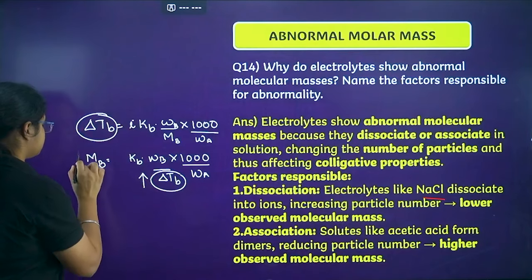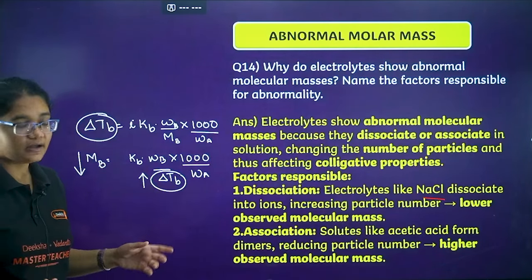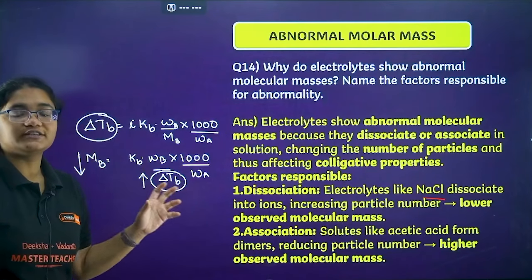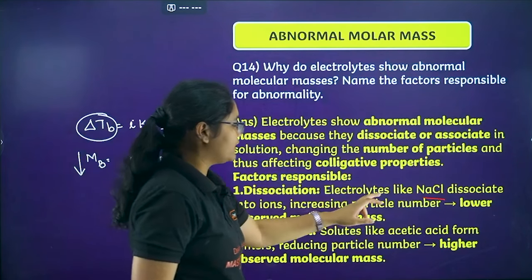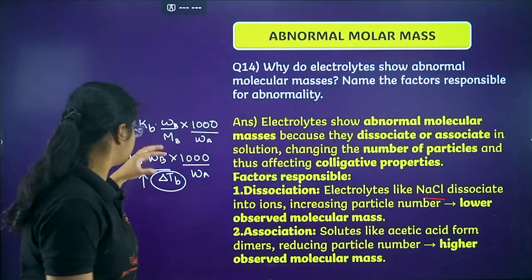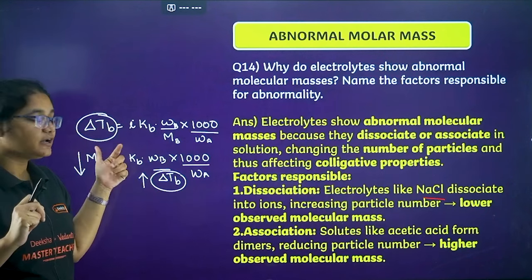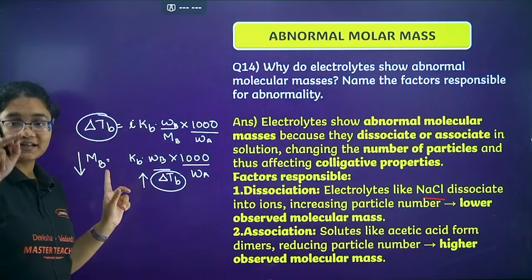If this one is increased, then what will happen? The molecular mass that you will calculate here will be lesser than the original value. Electrolytes like NaCl dissociate into ions, increasing the particle number. So when they increase the particle number, the colligative property also increases, and then using this colligative property, when you calculate the molecular mass, that will decrease.